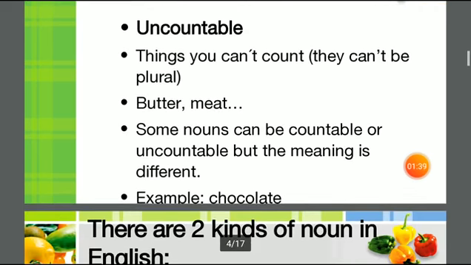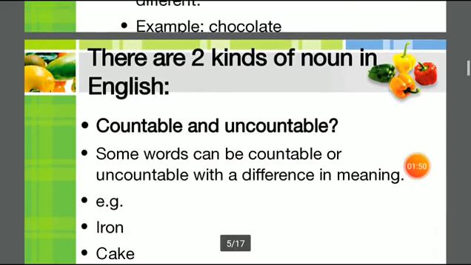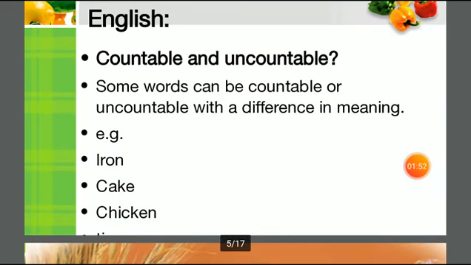Some nouns can be countable or uncountable, but the meaning is different. Example, chocolate. Some words can be countable or uncountable with a difference in meaning. Example, iron, cake, chicken.